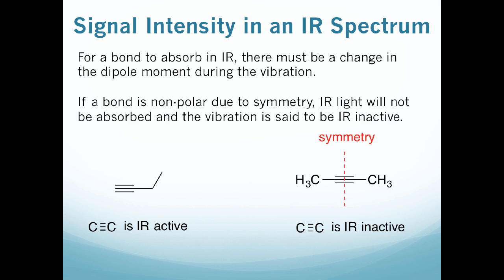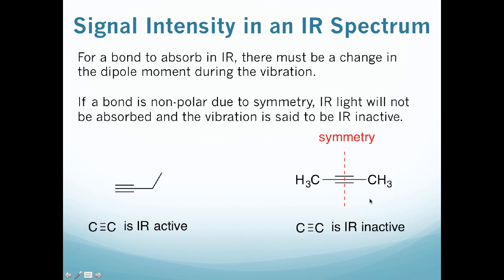So let's compare a couple of alkynes, and specifically, we're looking at the carbon-carbon triple bond stretch. In this first one, we have a terminal alkyne. There's really no symmetry here. We have a good carbon-carbon dipole. So this is going to absorb IR light, and that is going to be IR active and give us a nice signal on the spectrum.